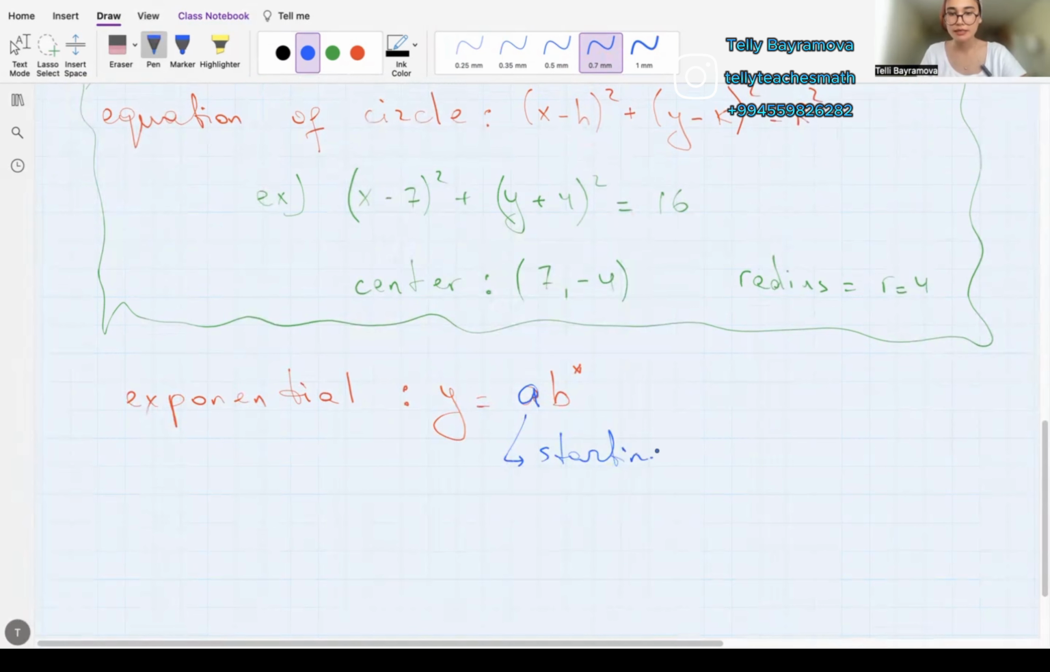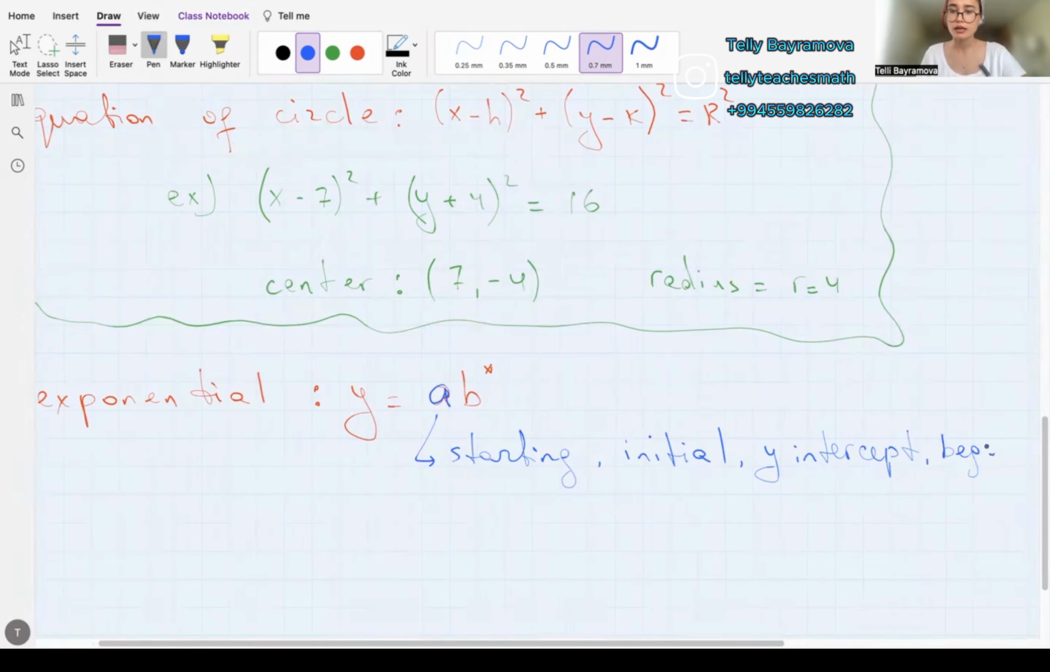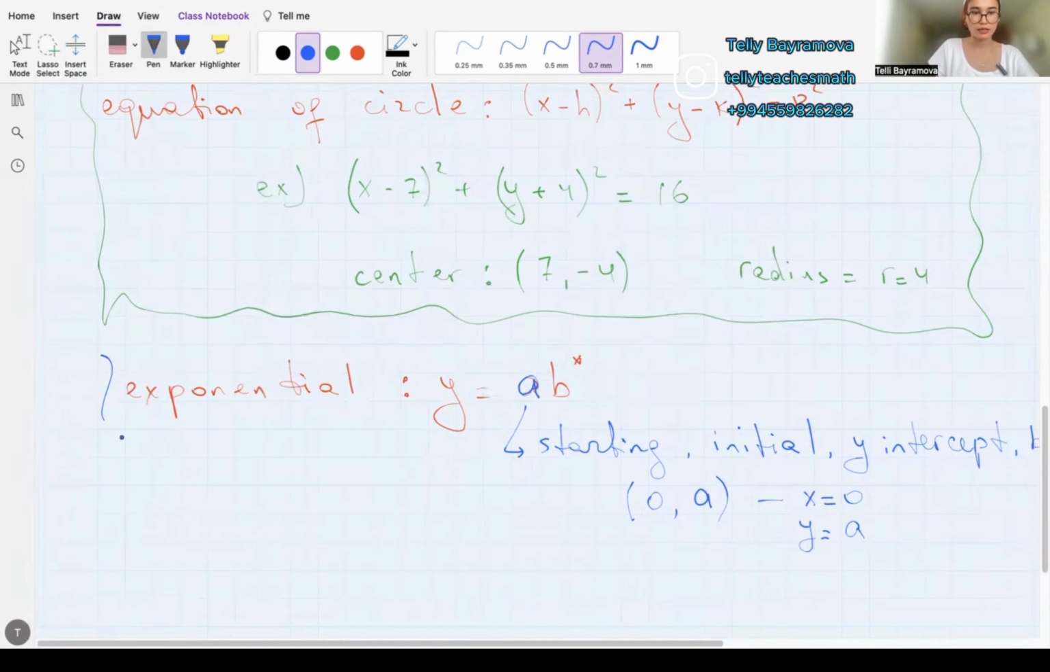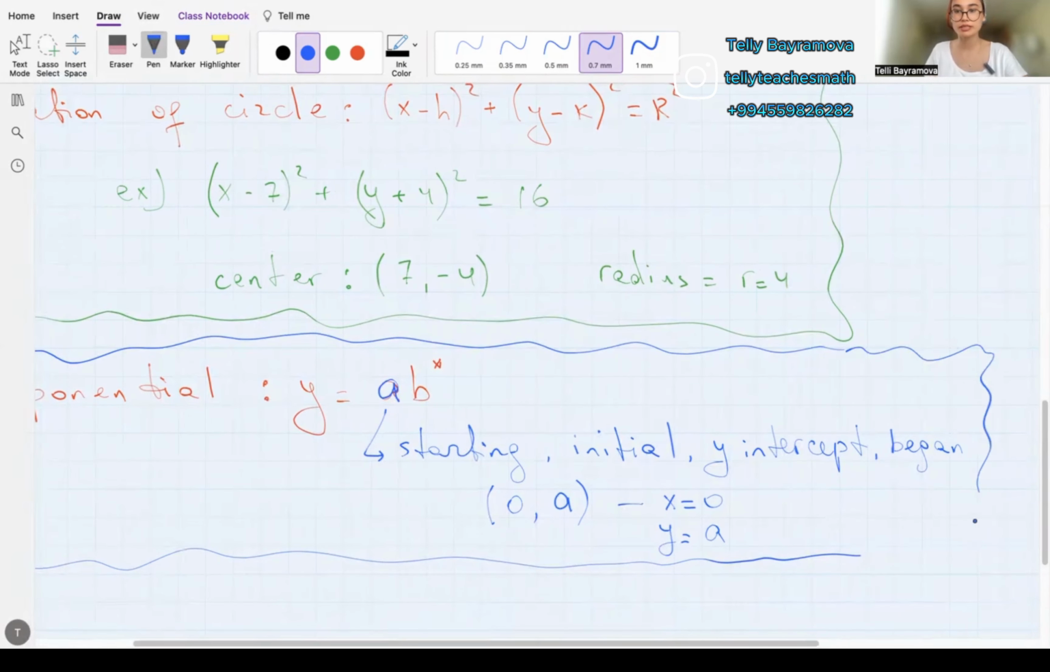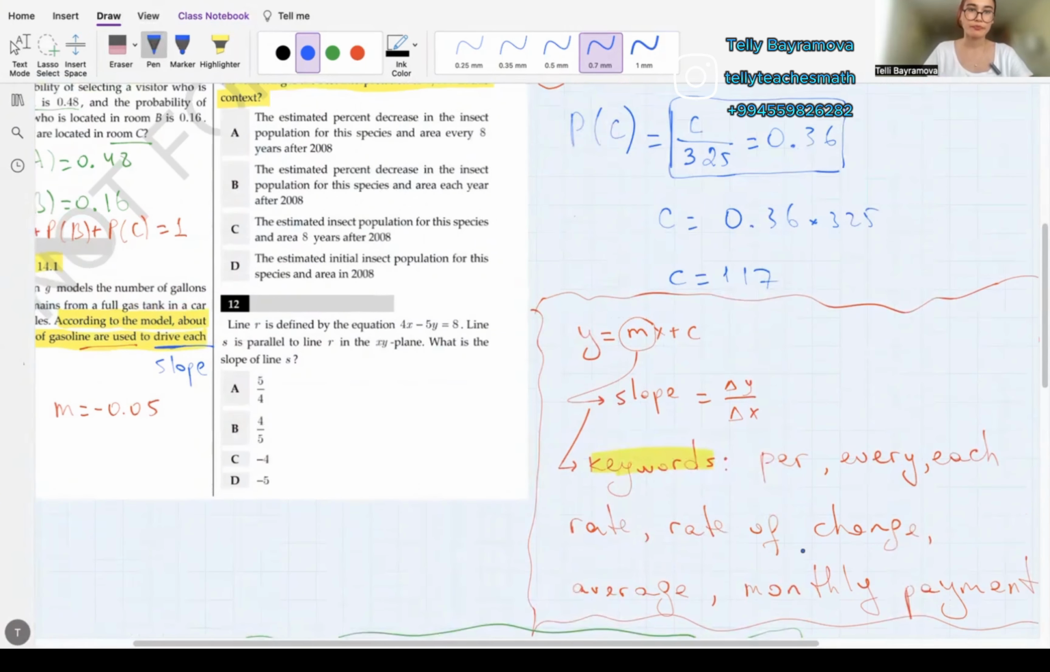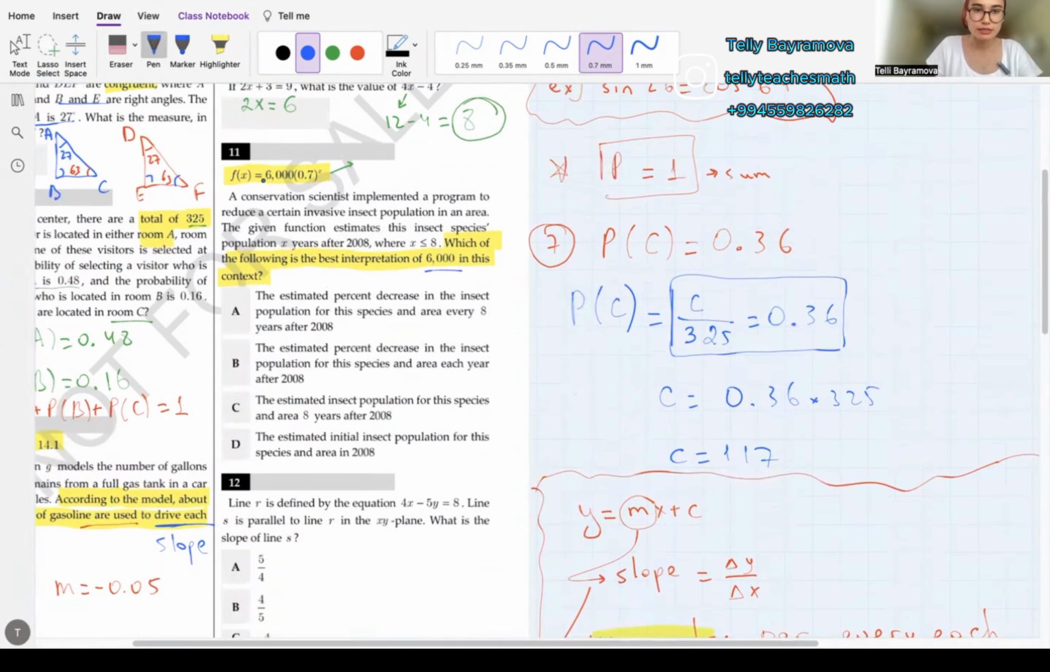Starting, initial, y-intercept. Sometimes you can say beginning. Okay, what does y-intercept mean? It means that if x is 0, the answer will be a. If x equals 0, y equals a in this case. As I said, this is also one of the important things you have to know by heart before the exam. Okay, 6,000 is what? Y-intercept.